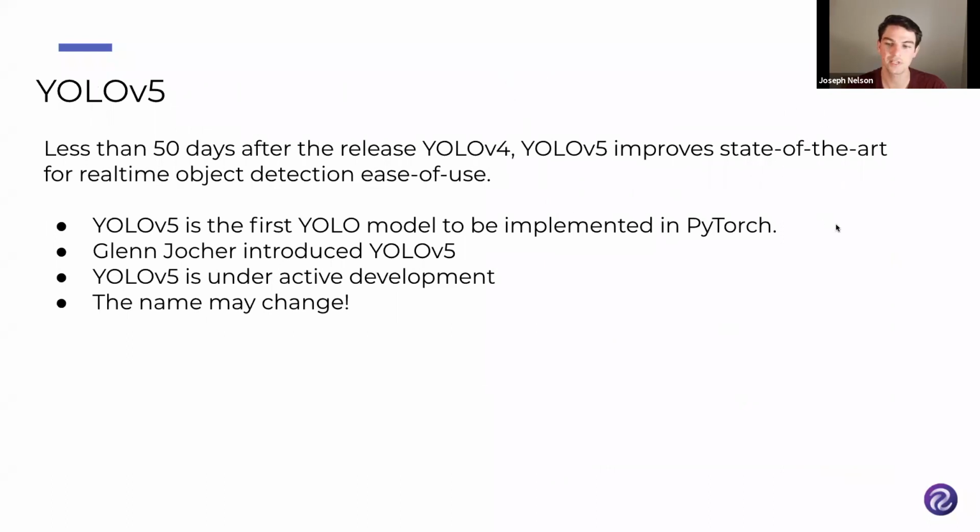So less than 50 days after the release of YOLOv4, YOLOv5 improves on state-of-the-art for real-time, and it was the first in the full YOLO family models to be fully implemented in PyTorch. Now, you kind of have to put first in air quotes here, right? Because he was also the person that re-implemented YOLOv3 in PyTorch. But in terms of introducing a new model, this is the key thing here. Now, he noted that many places that the name may change. I think it's actually probably here to stay now after the awareness of it, and that it's under active development.